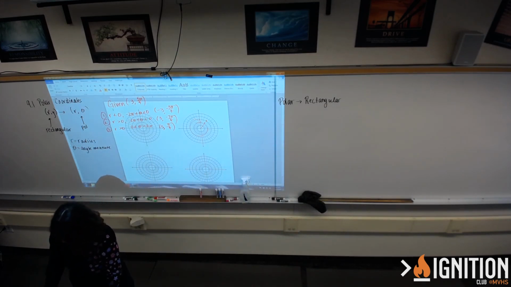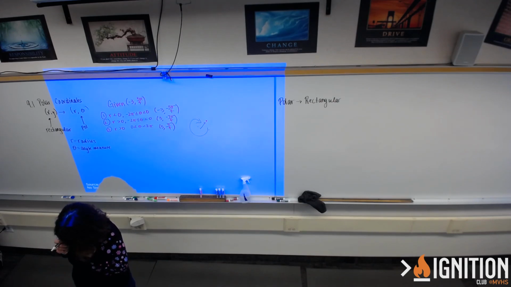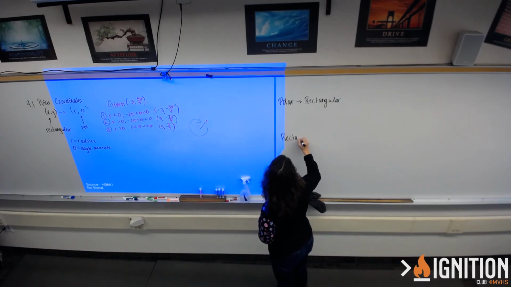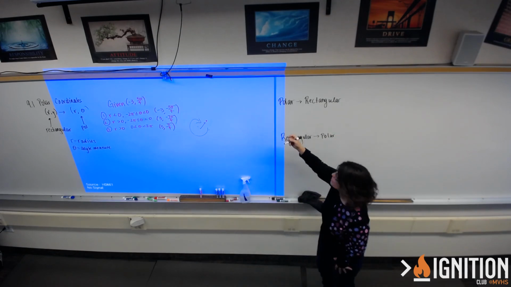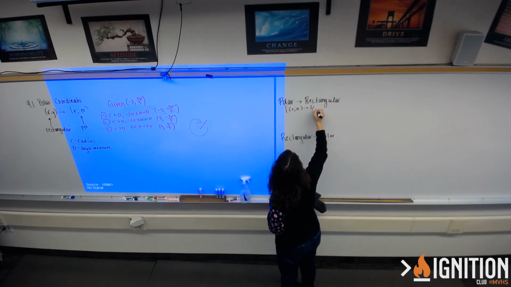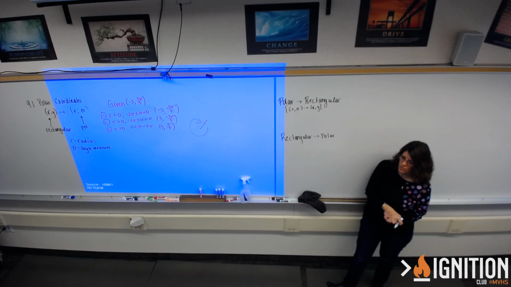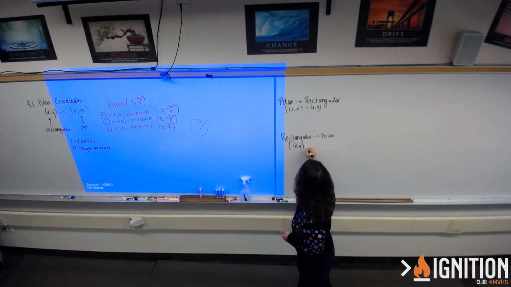Okay, so rectangular is an x and y, and vice versa. Polar to rectangular, essentially that means r theta converting to an x, y. Rectangular to polar, of course, is the opposite way.